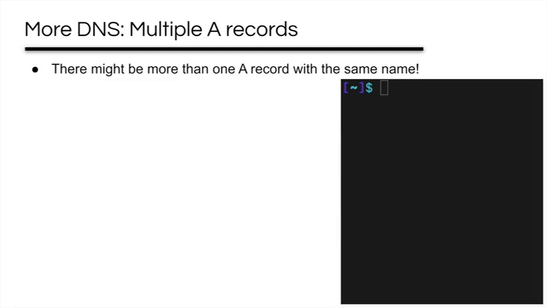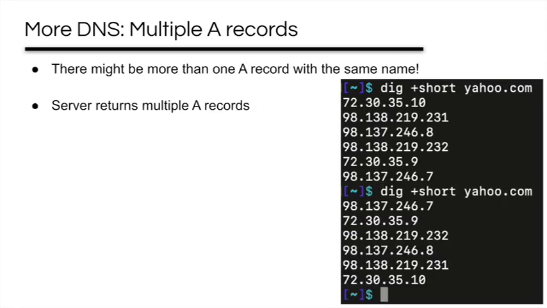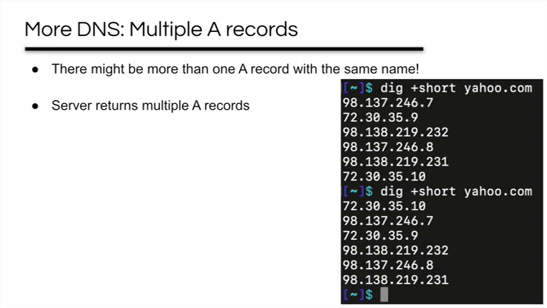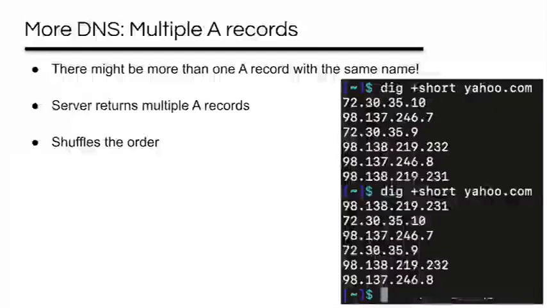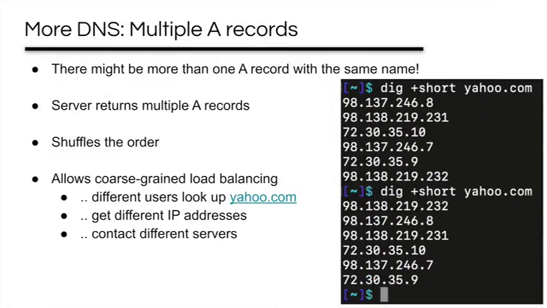To start out with, you might have multiple A records that have the same name. Here you can see that I'm using this tool called dig, which does DNS queries. When I query for yahoo.com, I actually get back a handful of A records, and every time I do it, they come back shuffled. This allows a sort of coarse-grained load spreading. Yahoo is running multiple servers, all serving their web page, and different users get a different list from the name server. If they just contact the first one, then different users get sent to different servers.